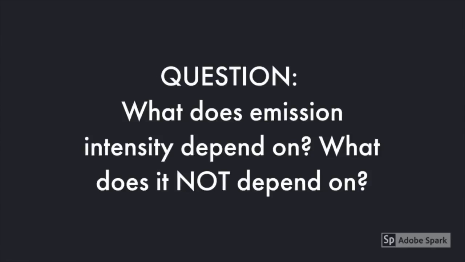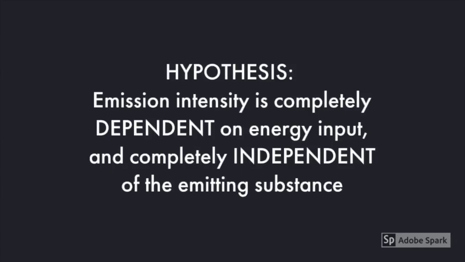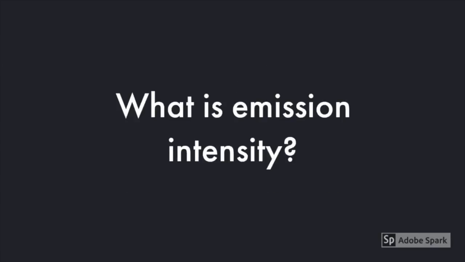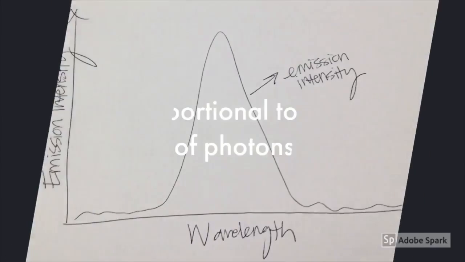The driving question behind this week's experiment was, what does emission intensity depend on and what does it not depend on? The hypothesis being tested was that emission intensity is completely dependent on energy input and that it is completely independent of the emitting substance. So, what exactly is emission intensity in terms of emission spectroscopy?